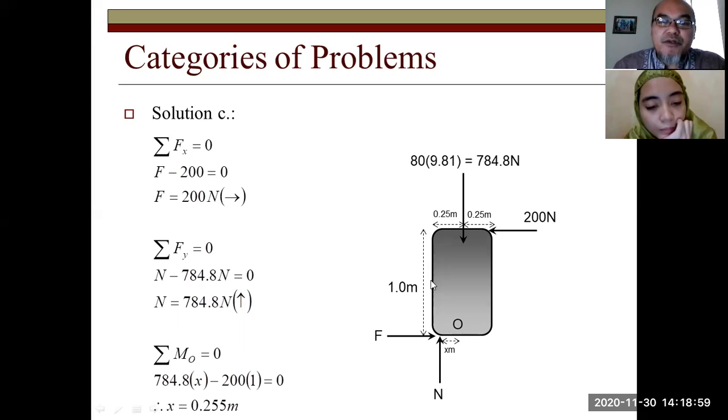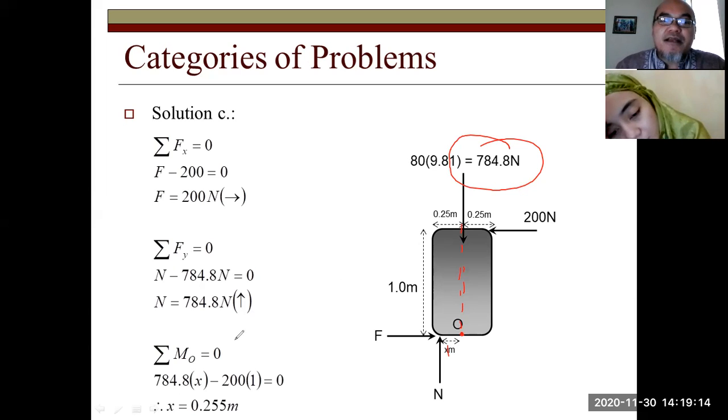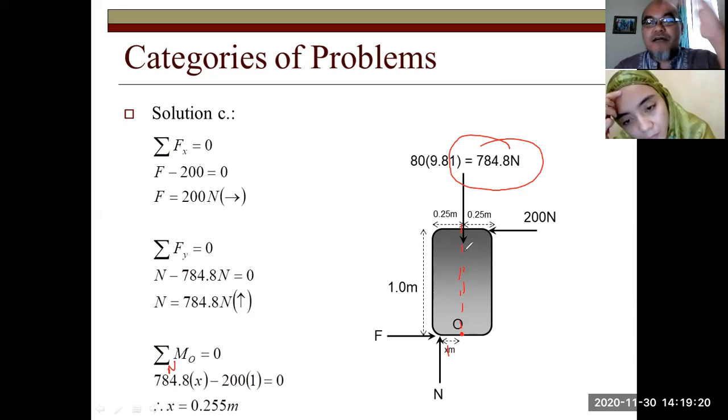Sigma moment about O. Again, O here is the middle of the bottom surface, so basically along this middle line. That's why there is no moment contribution from the weight. So from here, 784.8, this is the normal force, clockwise, times x, negative 200 times 1. So we obtain x now equals 0.255 meter.